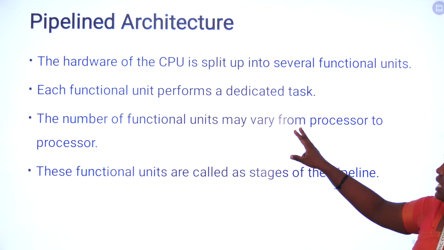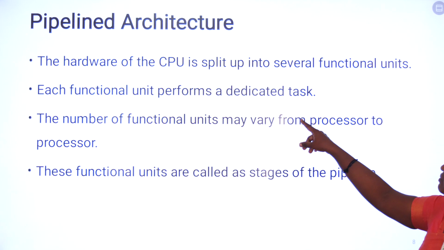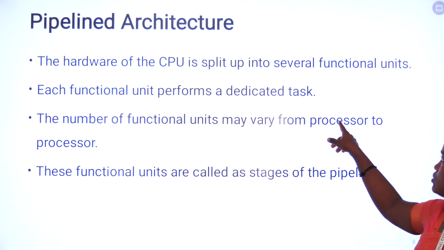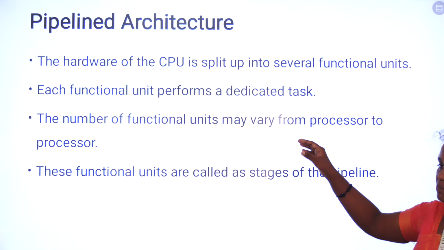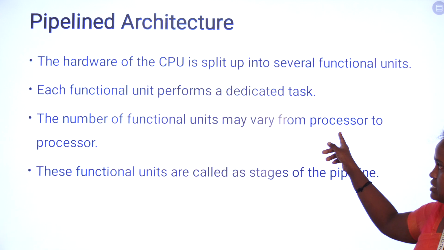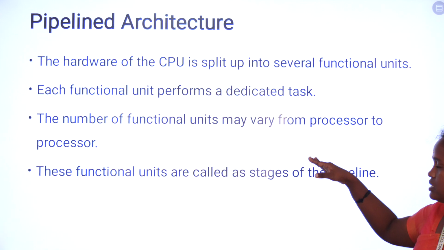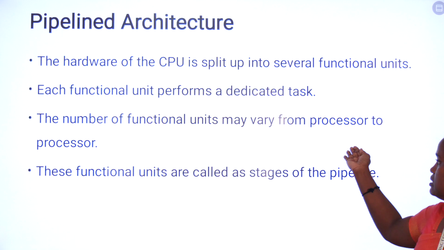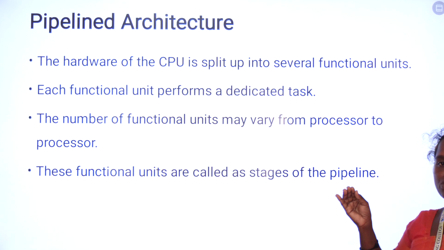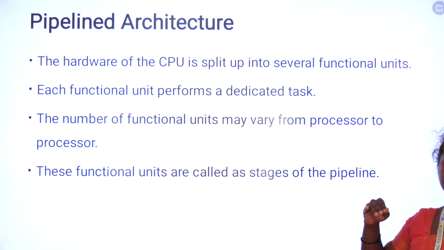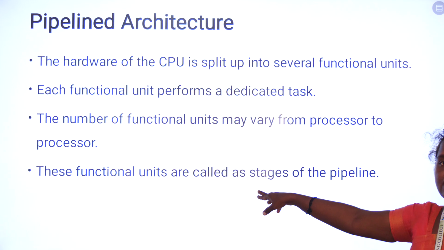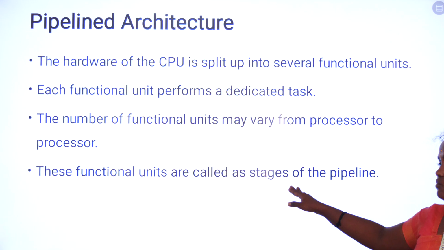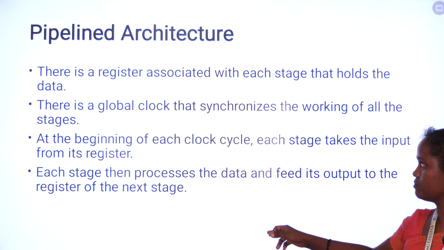In the pipeline architecture, the hardware of the CPU is split up into several functional units. Each functional unit performs a dedicated task. The number of functional units may vary from processor to processor, so it depends on the processor. Normally these functional units are called the stages of the pipeline.